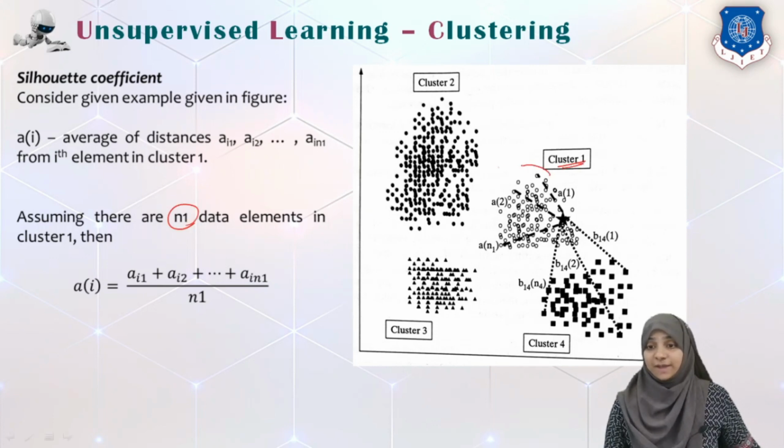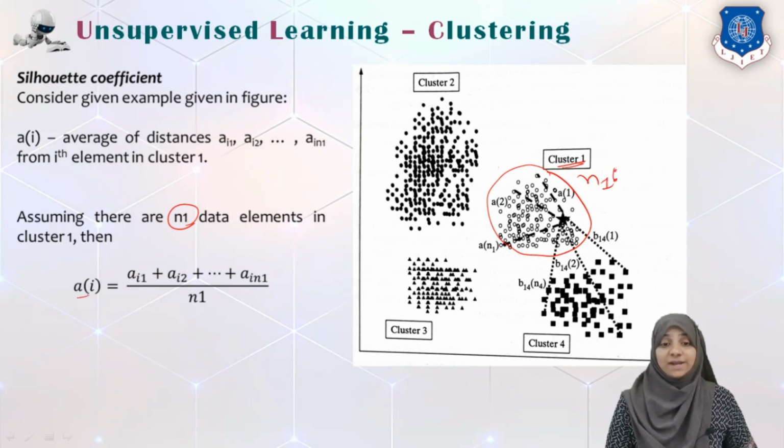So the number of elements in cluster 1 is N1. And we calculate a(i) from a(i1), a(i2) up to a(iN1). So this is my ith element and the other samples in the same cluster give a(i1). So this is my a(i1), this is my a(i2), this yellow distance, this is a(iN). Likewise, I have calculated the distances, and dividing by the number of samples gives me a(1).